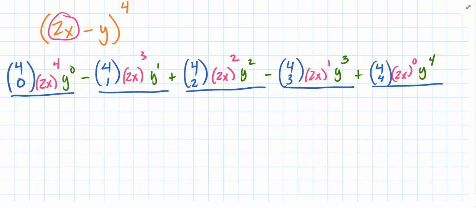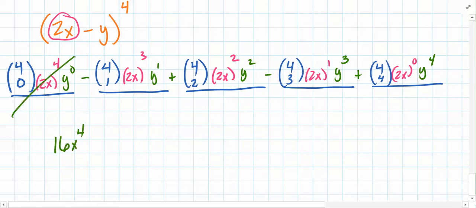All right? So 4 choose 0, how much is that, you guys? 1. That's 1. What's 2x all to the fourth power? 16x. There you go. 16x to the fourth power. Done with that one, okay? What's 4 choose 1? 4. What's 2x to the third? 8x to the third. What's 8x to the third times 4? 32x to the third y. Done with that one.